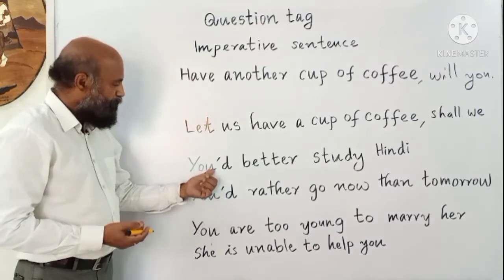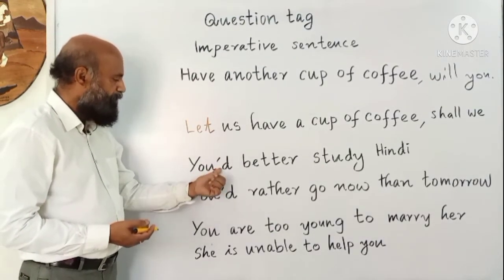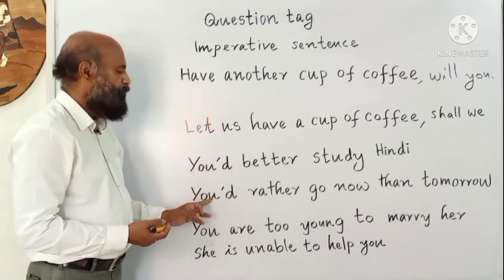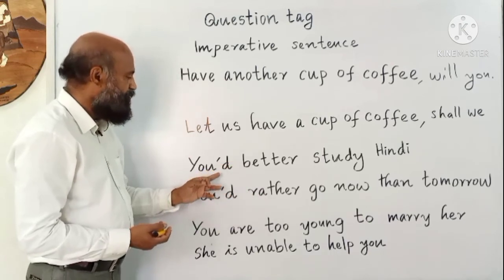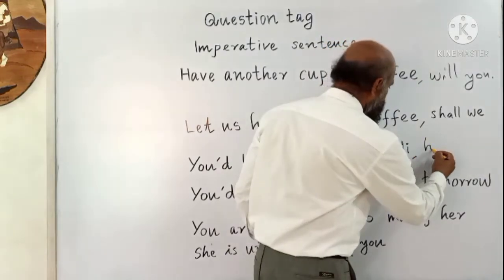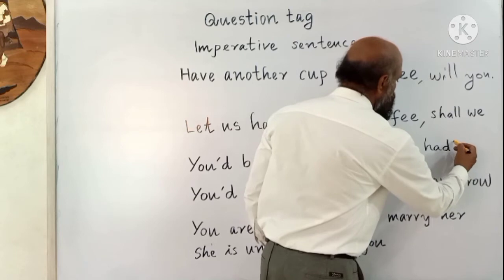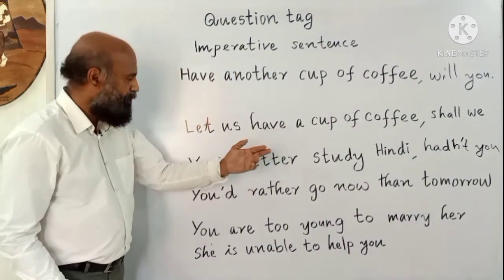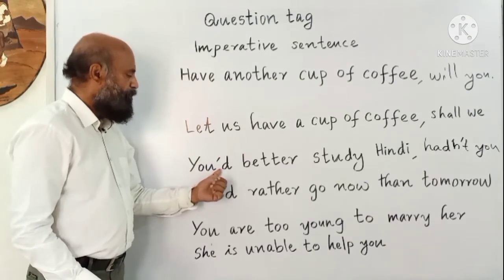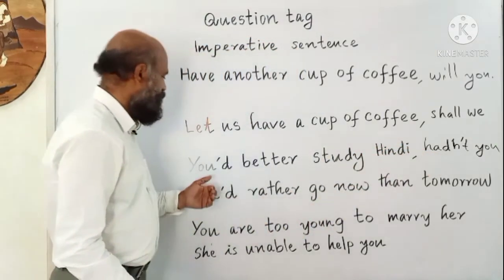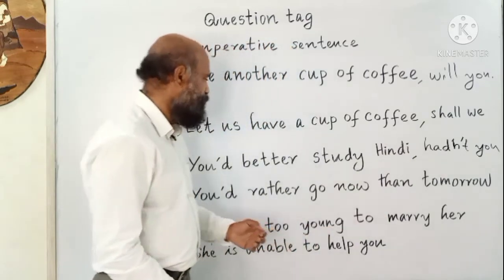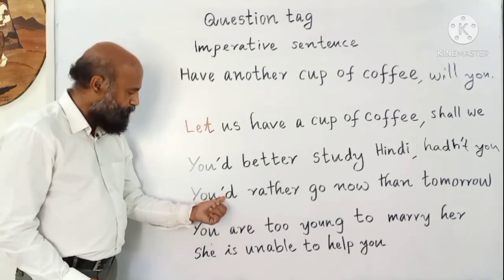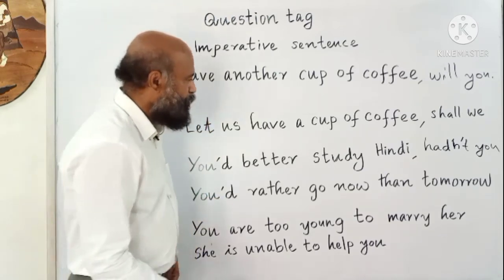Now these two sentences, you see, this 'd is a short form of had or would. Here it is, you had better study Hindi. But here it is, you would rather. So in this case, the question tag is hadn't you. You had better study Hindi. The 'd here is the short form of had. So you had better study Hindi, hadn't you? Positive sentence, so negative question tag, hadn't you. Here, you would rather go now than tomorrow. Here the 'd is the short form of would. So positive sentence, so the question tag is wouldn't you.